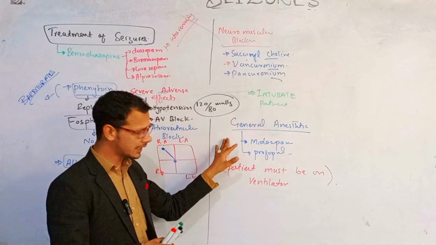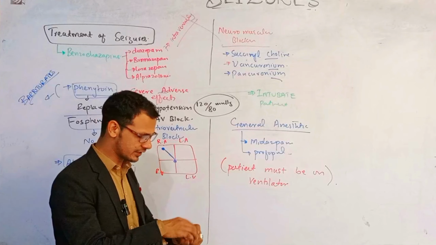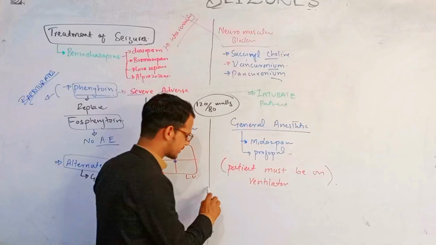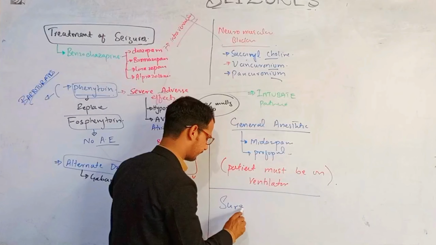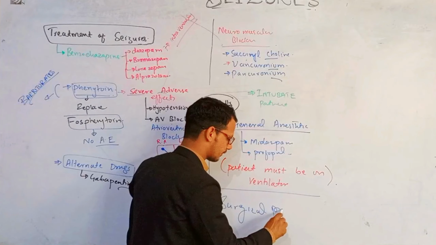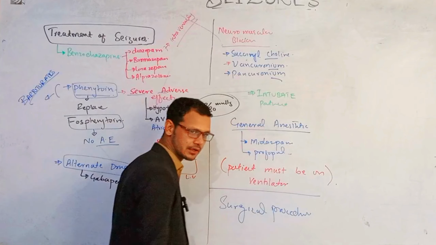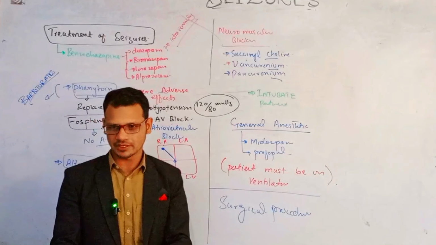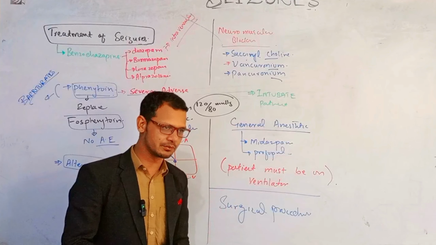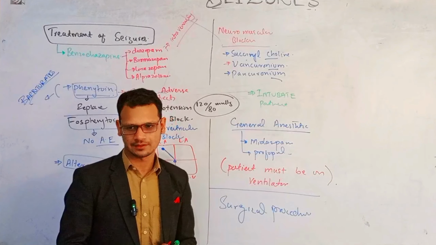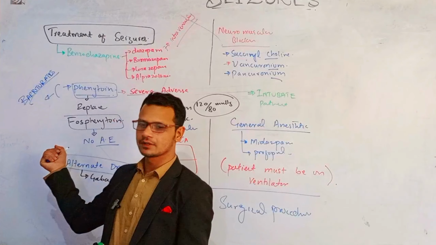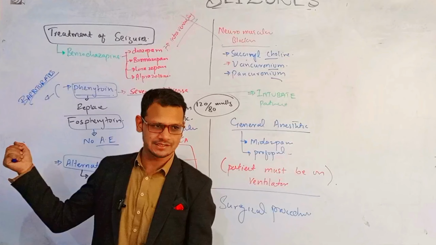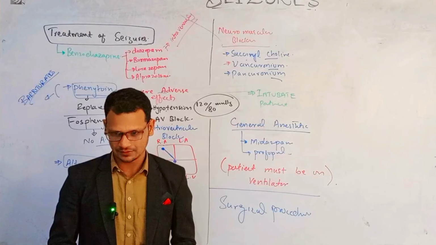Now, if the patient is not relieving, you will go for surgical procedures. If the patient has a tumor, you will remove the tumor. If the patient has blood in the brain, you will remove the blood from the brain. If the patient has an electrolyte imbalance, you will correct it.